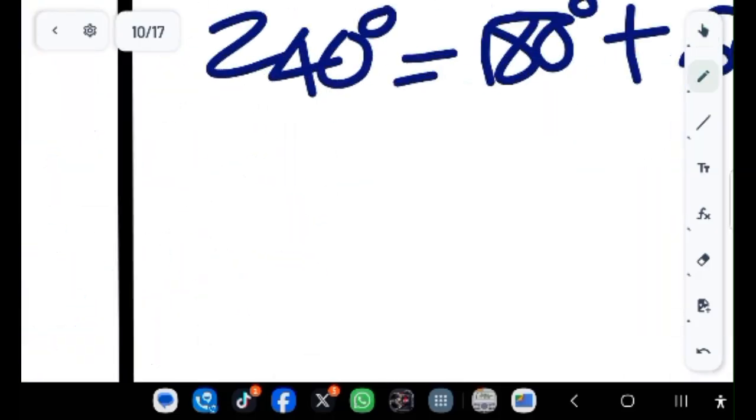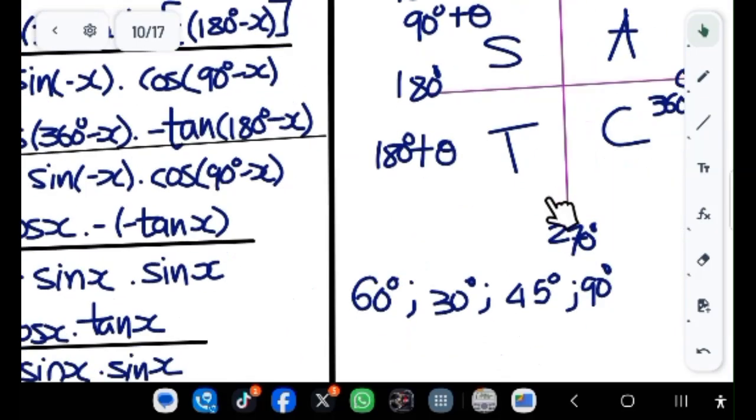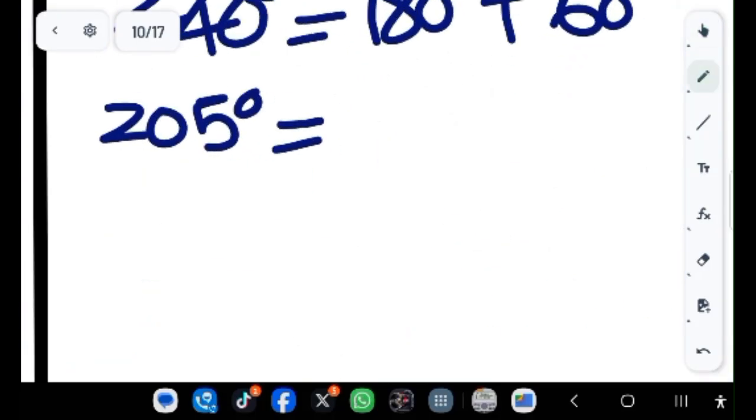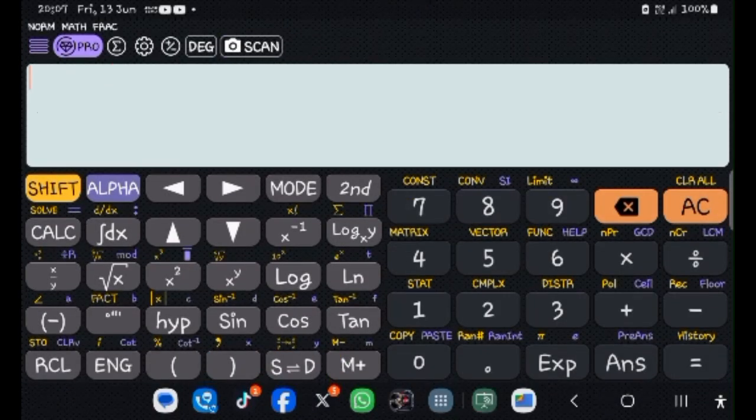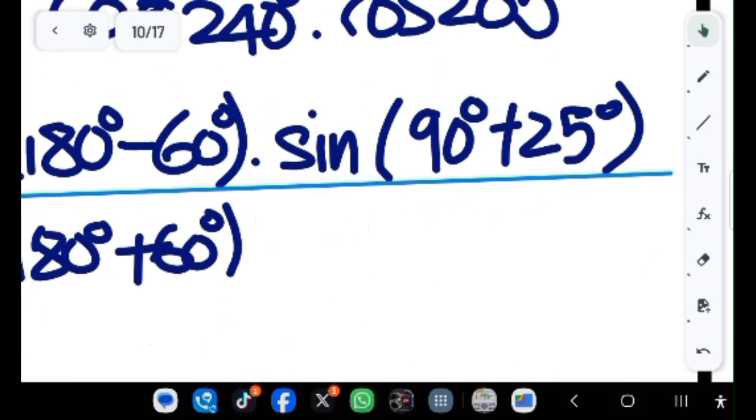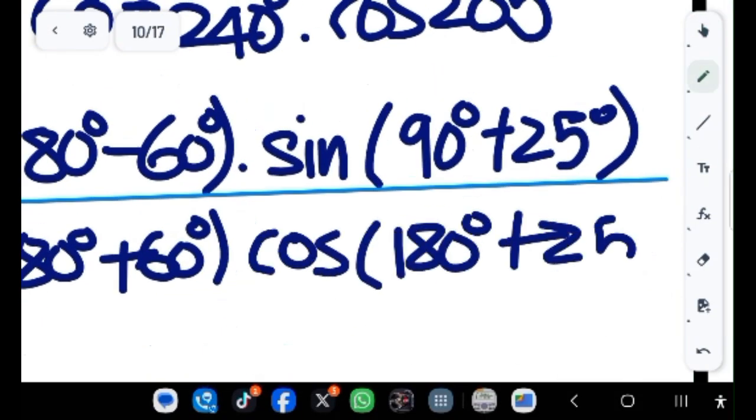Times cos of 205. That lands us where? It's bigger than 180, but smaller than 270. So it lands us in the third quadrant. So that will be 180 plus the acute angle. What is the acute angle? That will be 205 minus 180, and that gives us 25 degrees. So that's 180 plus 25 degrees.